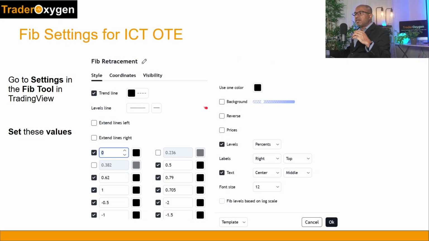Okay, now let's look at Fib settings for ICT OTE. So in your TradingView charts, go to the Fibonacci tool and just type these settings exactly as this.